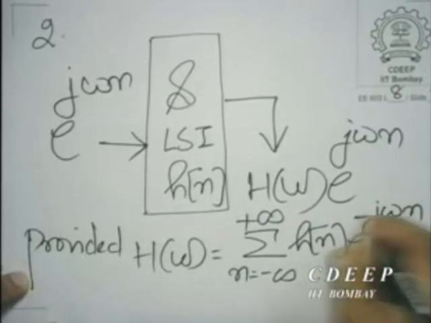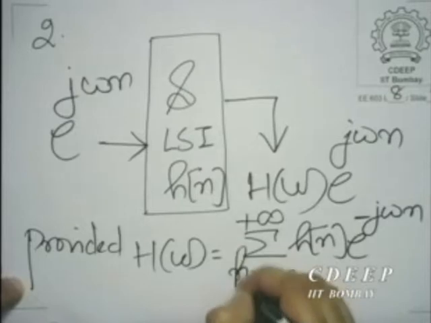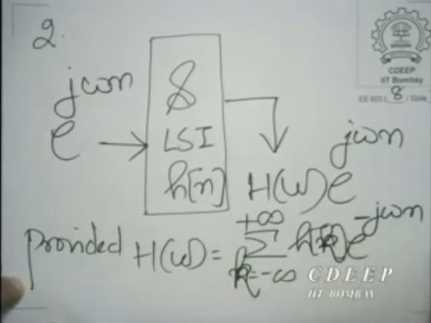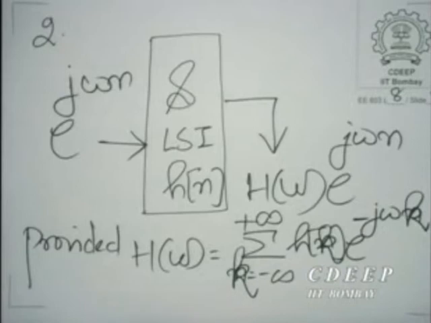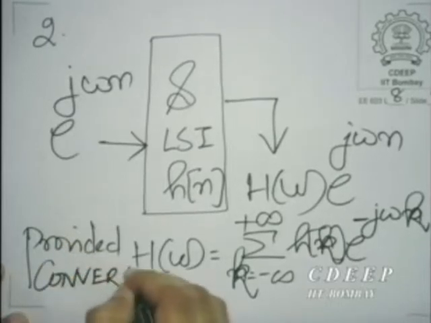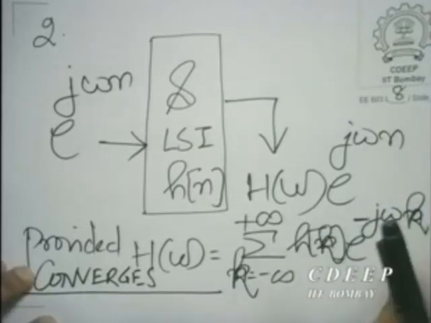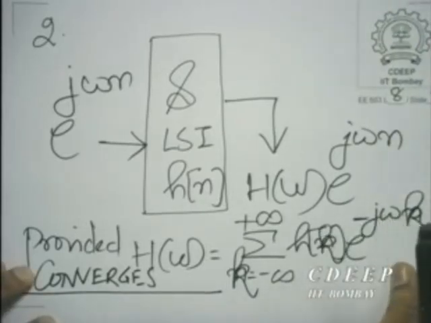Of course, you can always make the index of summation k here if you like. So I can do that. Let's make it k. Provided this converges. And that was the $1 million question. When would it converge? We were looking at that. We said that a sufficient condition for this to converge is that the impulse response be absolutely summable.